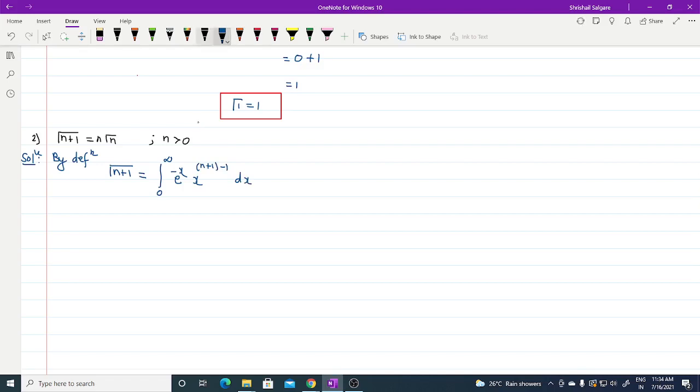Because the definition of gamma n is given by the integral from 0 to infinity of e raised to minus x times x raised to n minus 1 dx. Now in this case you are evaluating gamma n, so that's why the power is n minus 1. Now in this case we are evaluating gamma n plus 1, so n plus 1 minus 1 is the value. Further it can be simplified as the integral from 0 to infinity of e raised to minus x times x raised to n dx. And suppose I have to evaluate this integral.